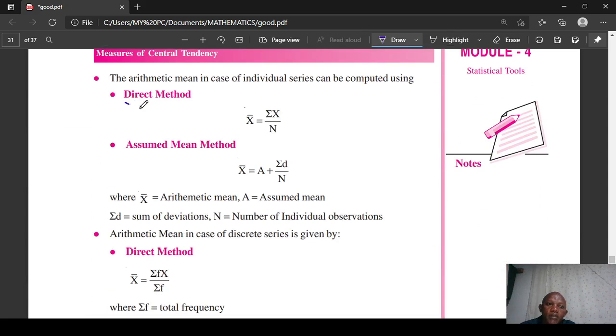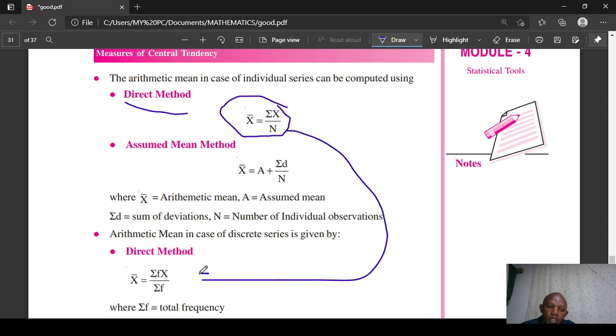We said that there are many ways of calculating the arithmetic mean, and the arithmetic mean we said had three methods. One was the direct method, where we said this is the formula, and in case you have data that has frequency, then this formula becomes that. So you have got summation of fx over summation of f for this specific value.